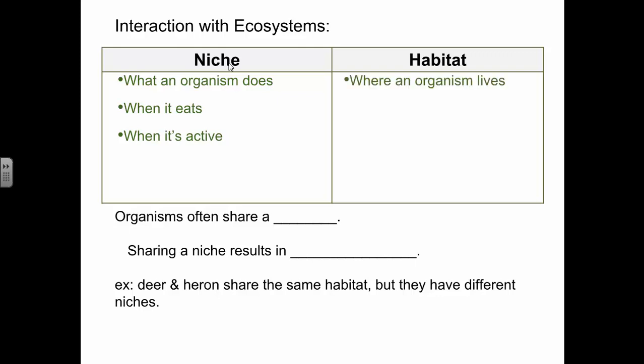So often you have many organisms within the same habitat, but usually you won't have multiple species with the exact same niche. Because what would happen when two species live in the same habitat and have the exact same niche? Competition. Yeah, they would compete. They'd compete for those resources.